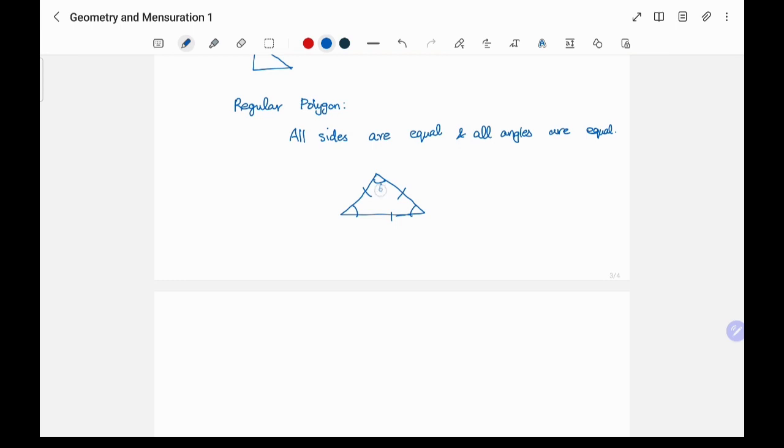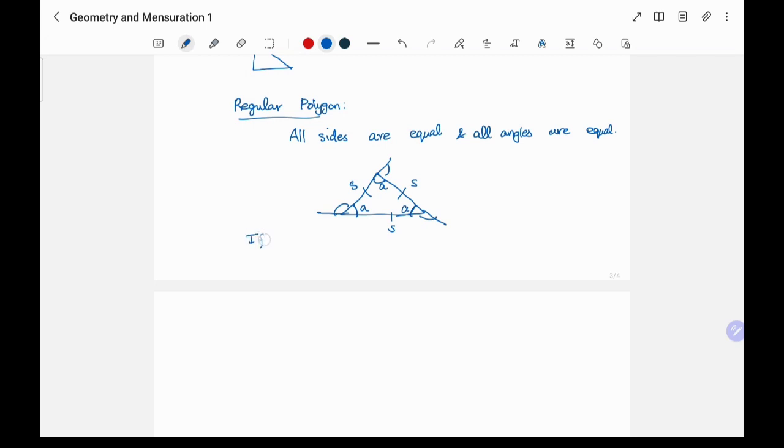So if this is 60, let's say this is angle A, this is also angle A, and this is some side S, this is also S. So since interior angles are equal, automatically the exterior angles also will be equal, right? So it is just sufficient to say interior angles are equal. So these are called regular polygons.